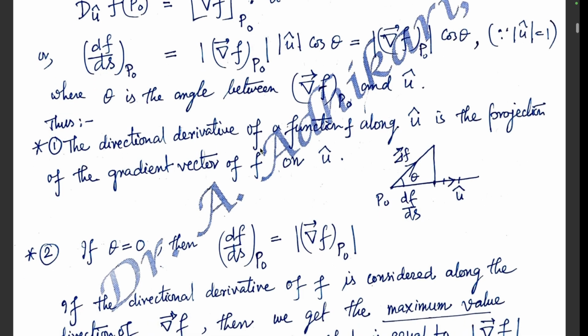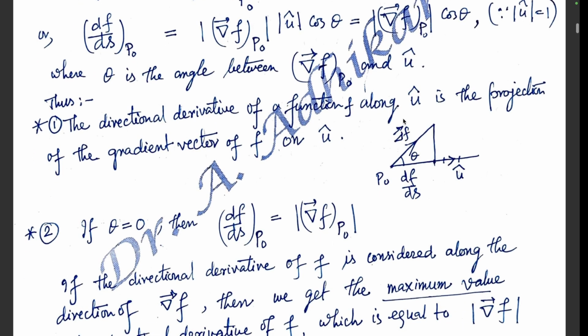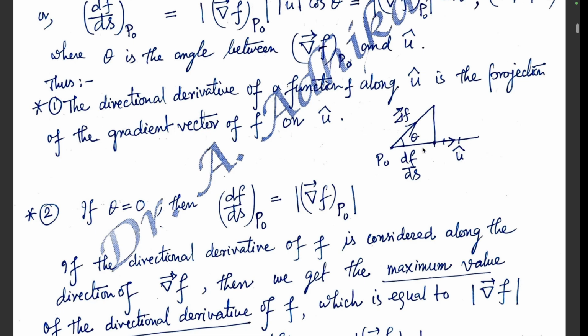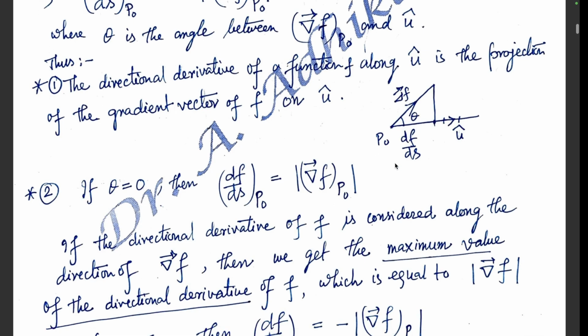The directional derivative of a function f along u cap is the projection of the gradient vector of f on u cap. So this is the line along the u cap, and this is the gradient of f at the point p0. So the projection of grad f along the line u cap, this distance, is the df ds at the point p0. This is the directional derivative, the projection of grad f on the line in the direction of u cap.